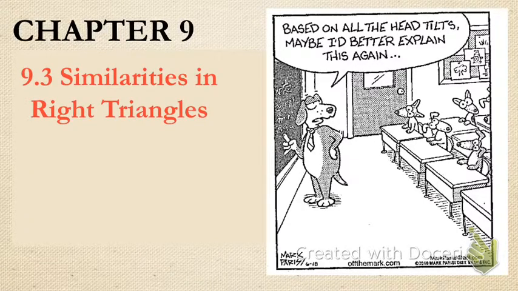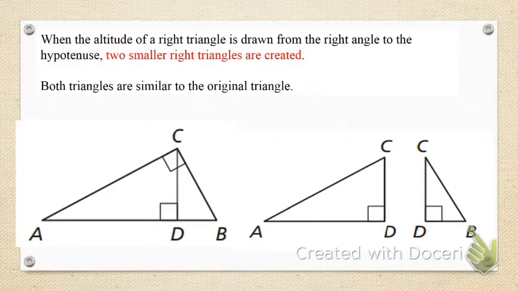So this is a lesson about similarities in right triangles. Primarily what we're going to do is take a right triangle, triangle ABC, and draw the altitude from the right angle down to the hypotenuse. So that's this line right here. As soon as you drop the altitude in a right triangle, essentially you create three triangles.